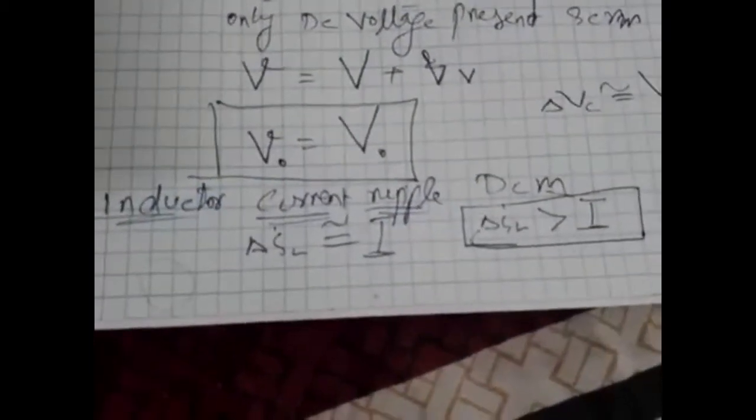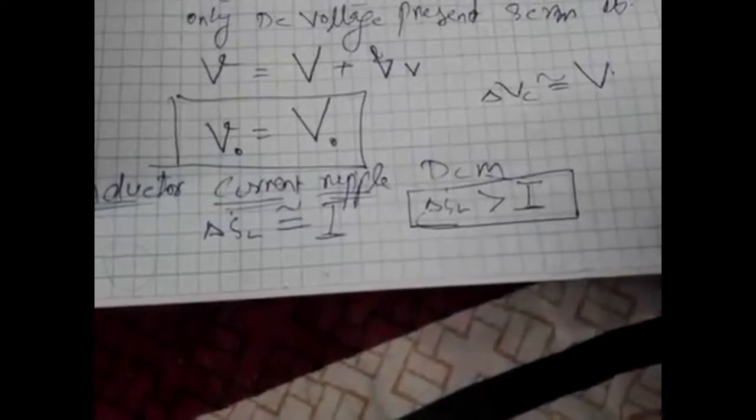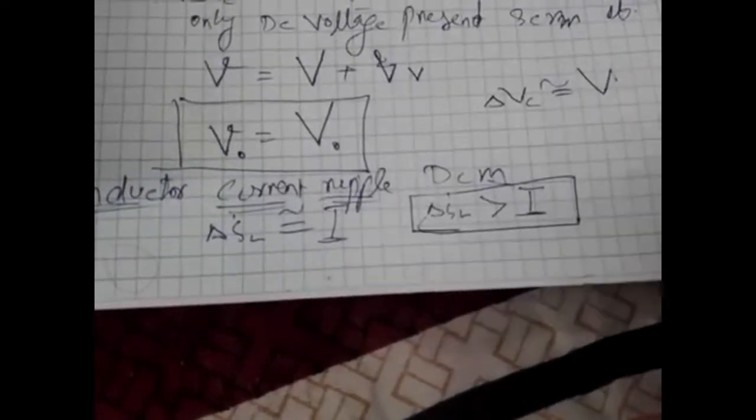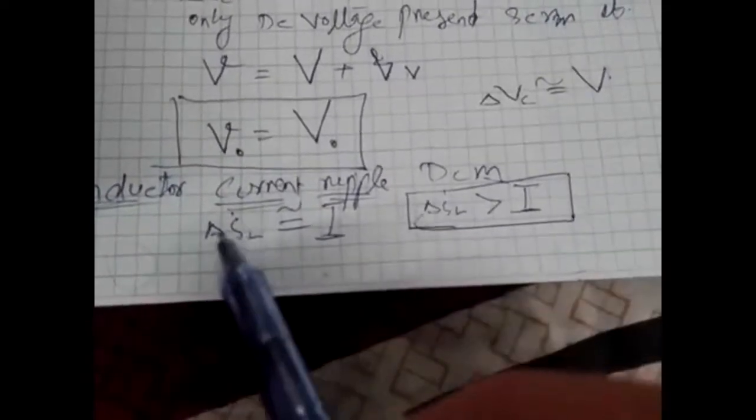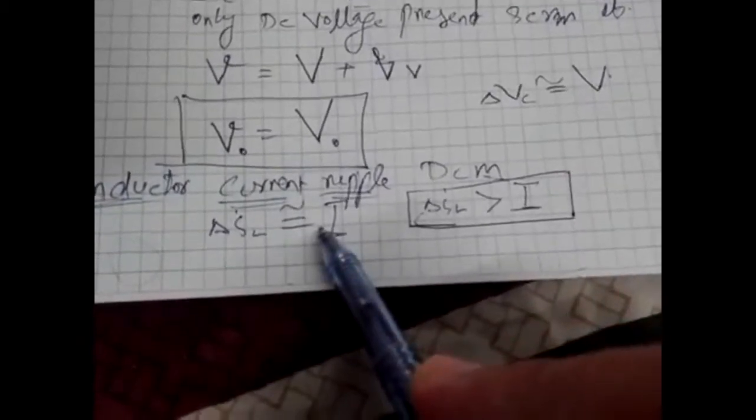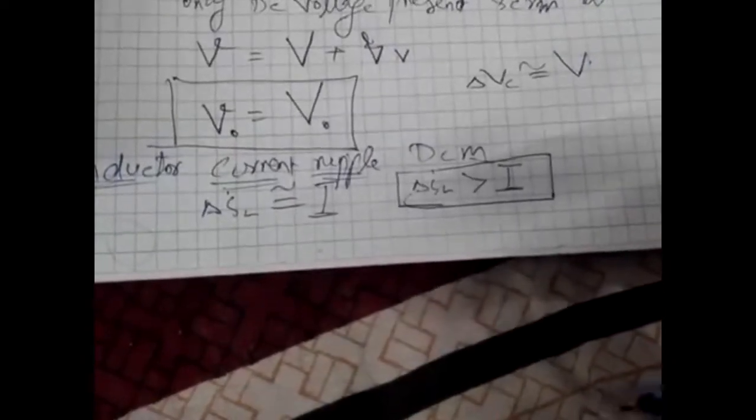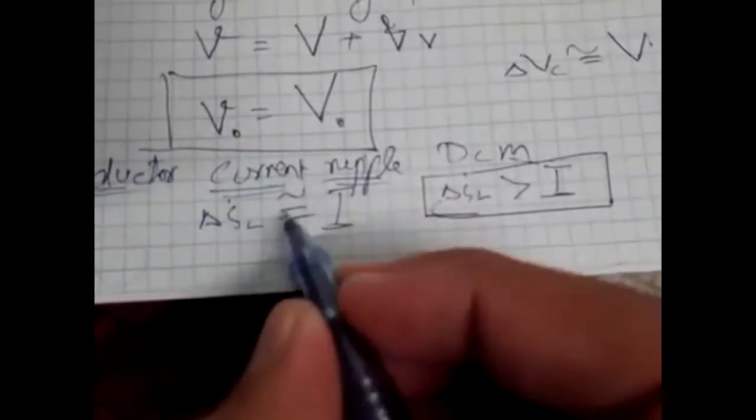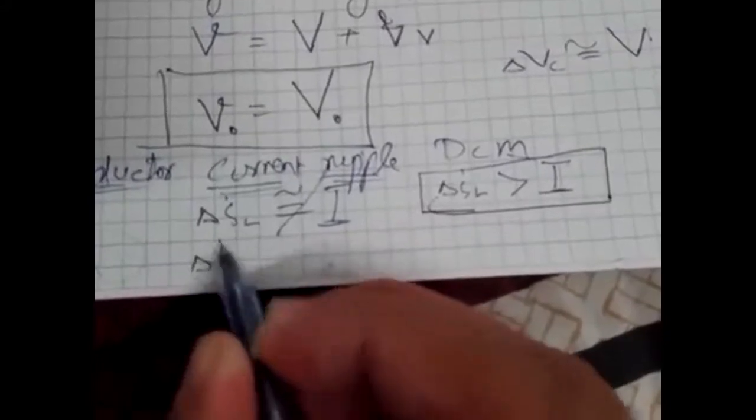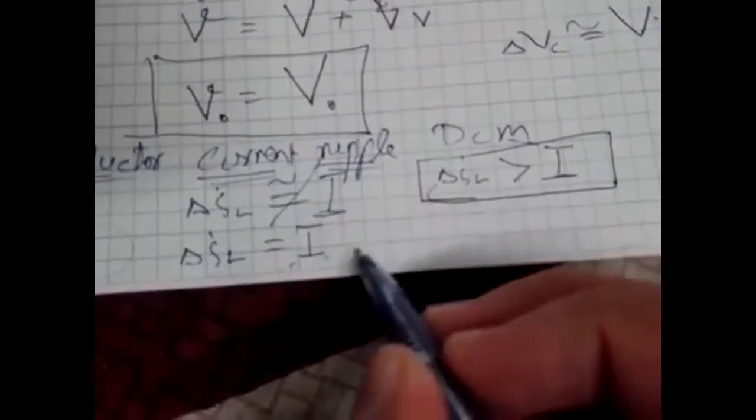In DCM, the inductor current ripple is not very small compared to the output DC current, so we cannot neglect it and cannot equate it to the DC current. If we equate it to the DC current, that will lead to an incorrect result.